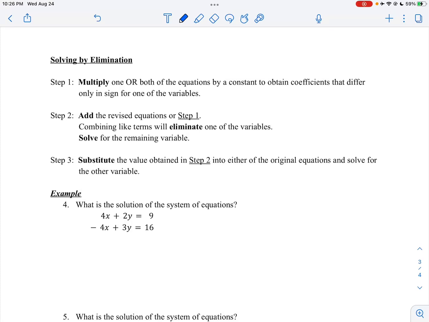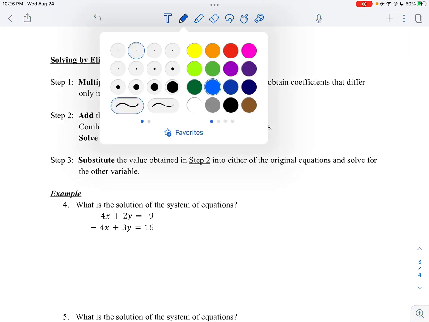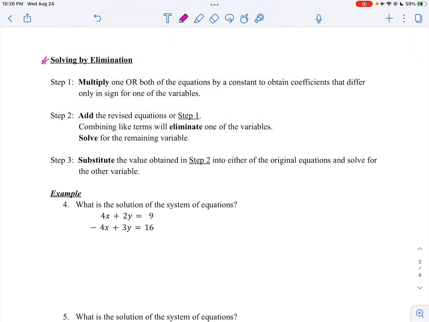All right, so we're going to continue the 3.2 video, and this one is going to be with elimination. So we're still solving the system of equations, but this time we're going to use another method, and that is elimination. So remember I said we've got to know the difference between substitution and elimination. So substitution, we were taking something and substituting it into one of the equations. For elimination, we're going to be eliminating something. So let's look at our steps.